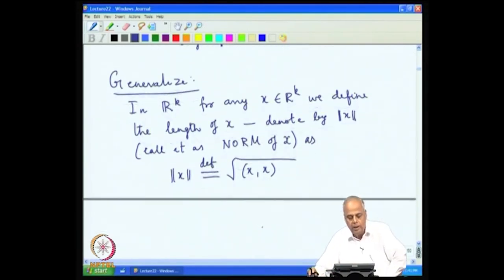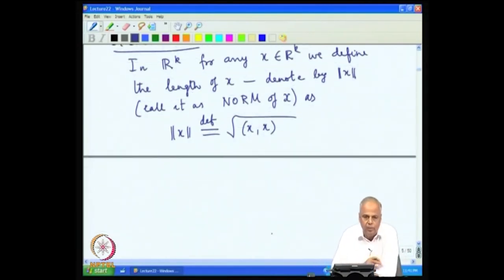Notice that there is no problem of taking the square root of (x, x), because we have already observed that for any vector x, (x, x) is a non-negative quantity, and therefore we are taking the square root of a non-negative quantity. So, we will get only a real quantity. However, you may wonder, there are two square roots, plus and minus, which one do I take?